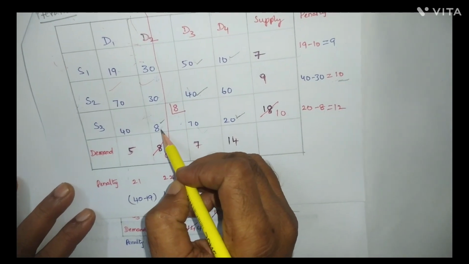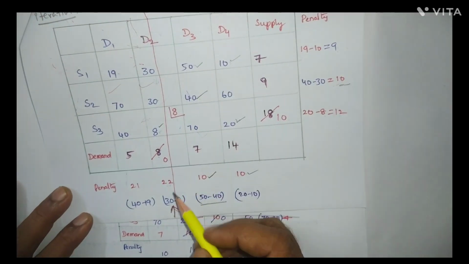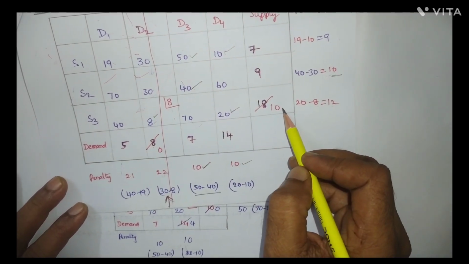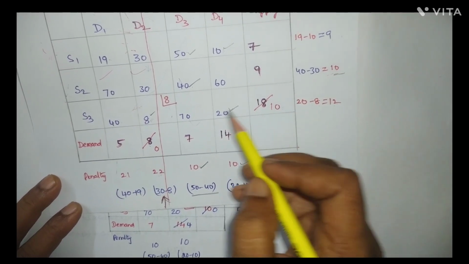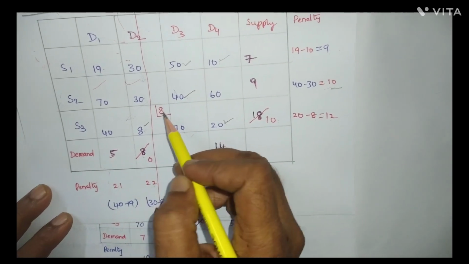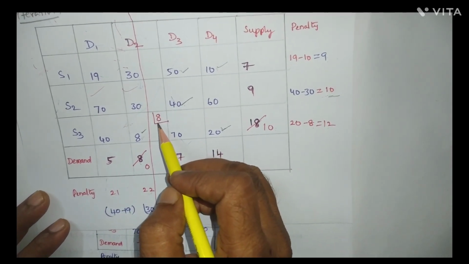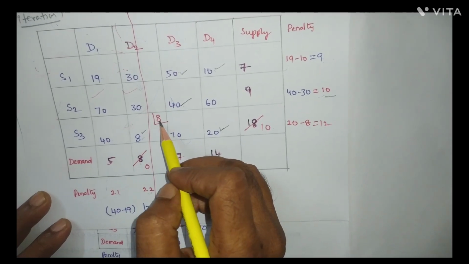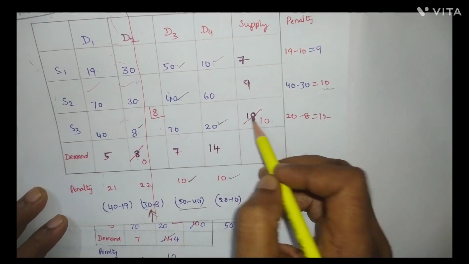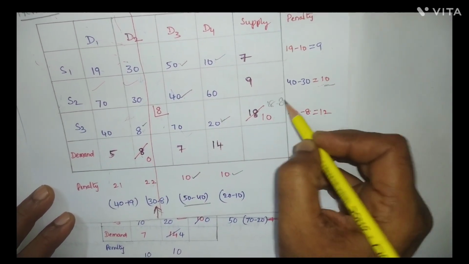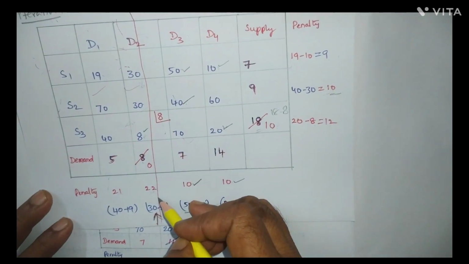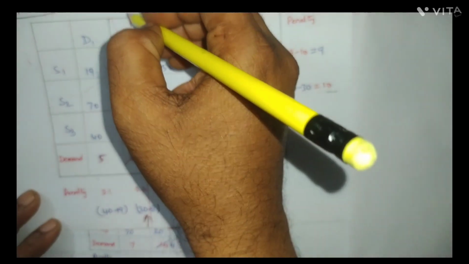For this cell, the demand is 8 units and the supply is 10 units. So we allocate 8 units to this cell. After allocating 8 units, 8 minus 8 is 0, and 18 minus 8 is equal to 10. So this column is satisfied, and that's why it is deleted for the next iteration.